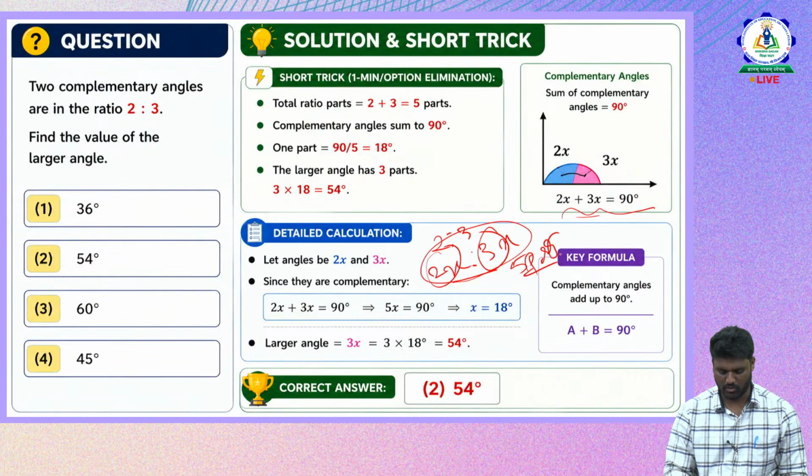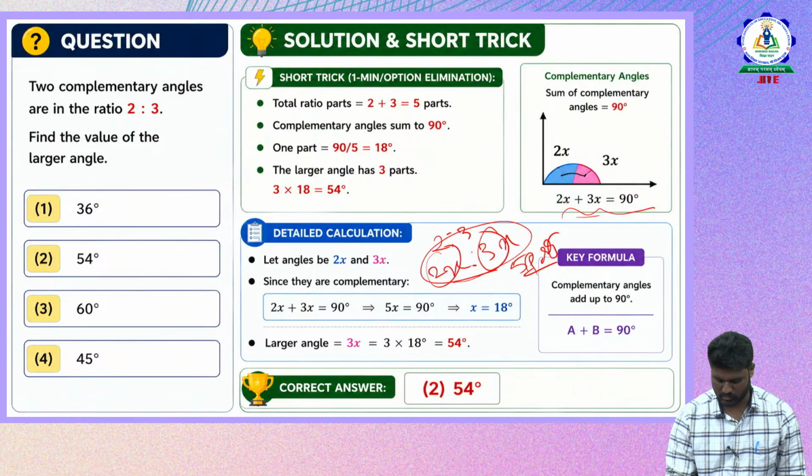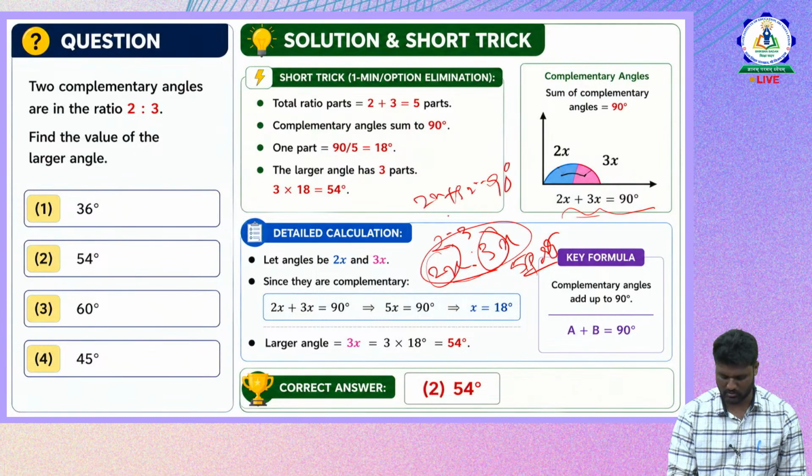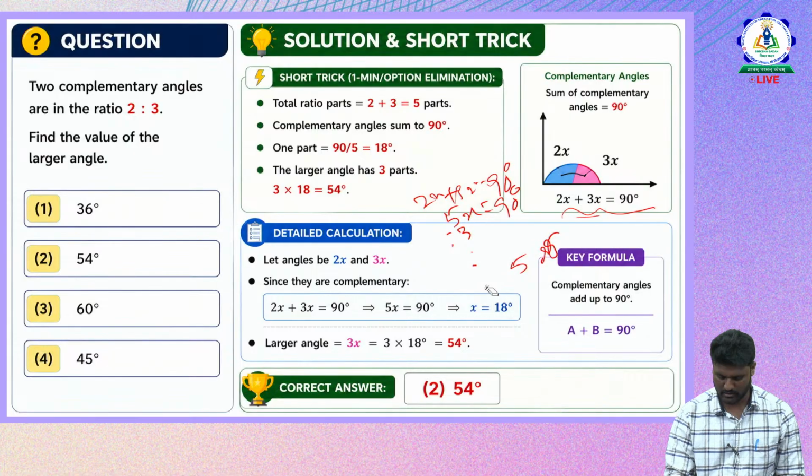So we have 2x and 3x. Since they are complementary, 2x plus 3x is equal to 90 degrees. So the total becomes 5x equals 90 degrees. So x is equal to 90 by 5. If we do that, x is equal to 18 degrees.